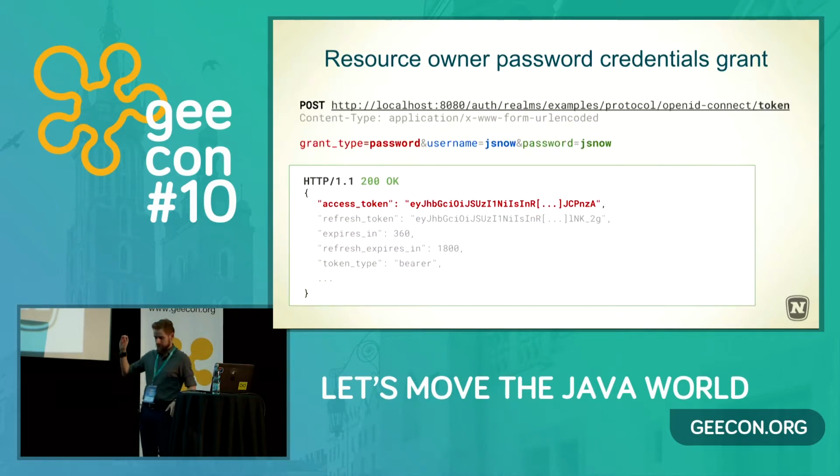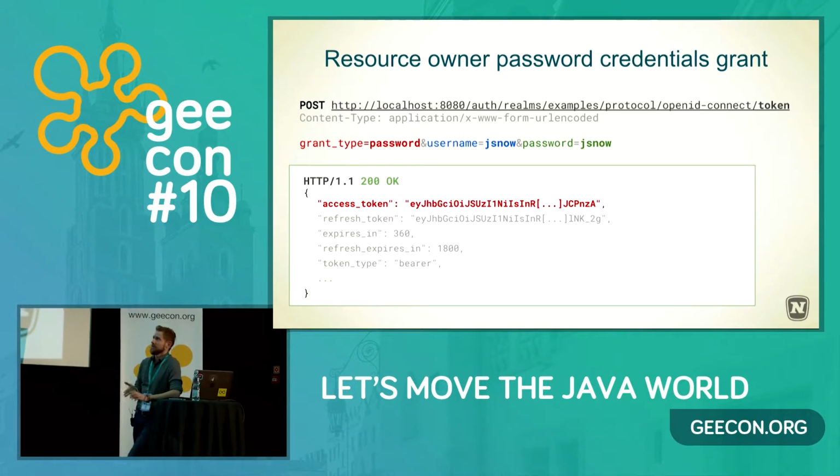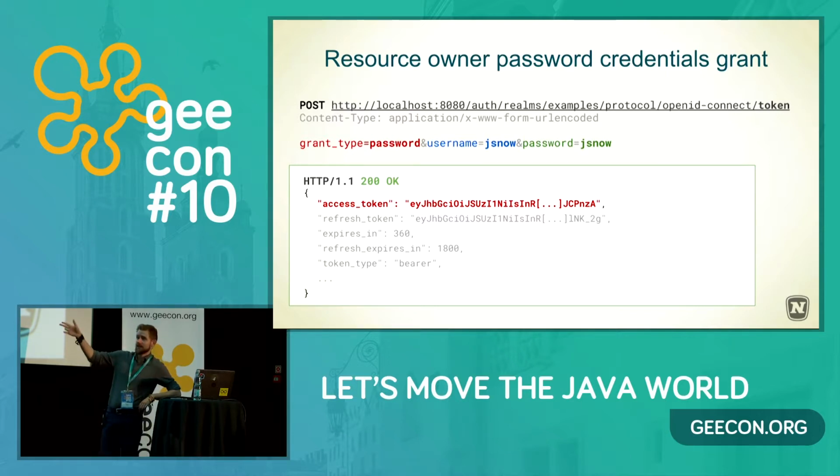Technically, it looks fairly simple. It looks like this. We're sending a POST request to the token endpoint. We're presenting a grant type called password, because this is the user grant, and we're passing username and password in plain text. And what we end up with typically, apart from any other things that I don't want to mention right now, is an access token. It's a string, fair enough.